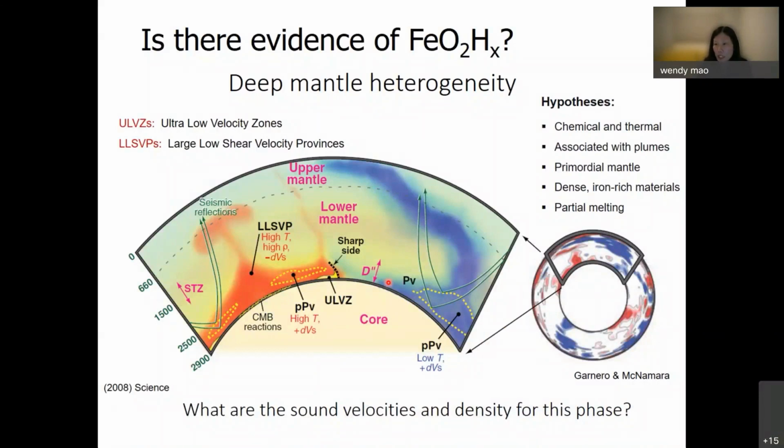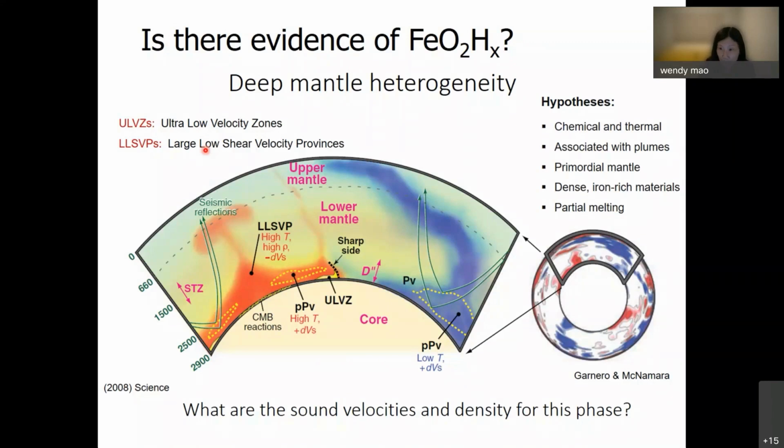From seismology, which provides us with our main observations of the Earth's deep structure, near the core mantle boundary there are a number of interesting features. These include what are called ultra-low velocity zones and large low shear velocity provinces, which are characterized by both an increased density and a variable depression in shear and compressional wave velocities. There have been a number of hypotheses proposed for explaining these features. And so then our question was, well, what about iron peroxide?